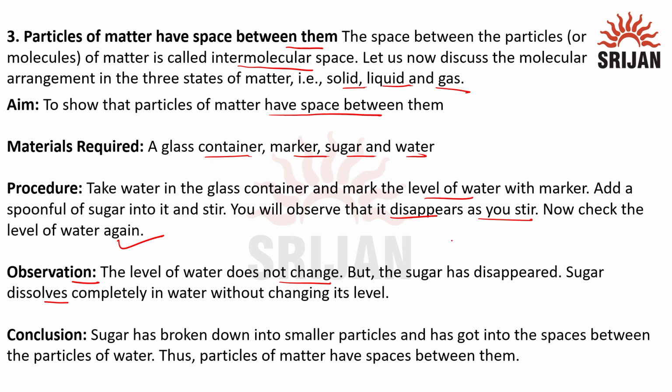That means the sugar particles... Suppose this is a glass and these are water molecules, right? Now, after adding sugar, the sugar molecules dissolve in water between the intermolecular spaces present between the water molecules. This darker red color is the sugar and these empty red ones are the water molecules, right? So from here we can conclude that matter has very large intermolecular spaces present between its molecules. So I hope this topic is now clear to you.